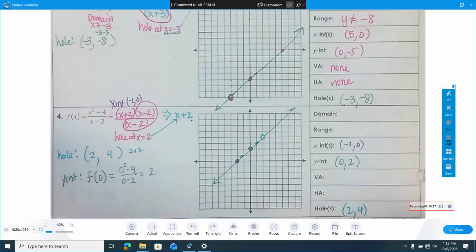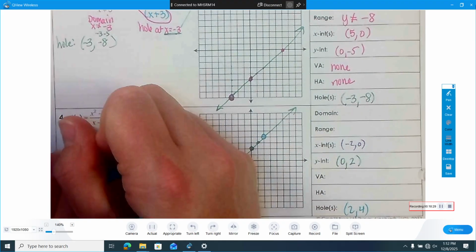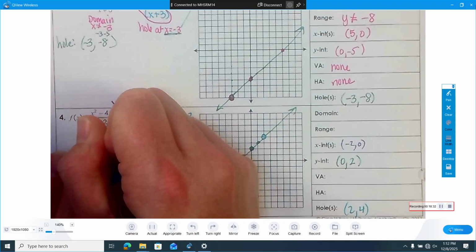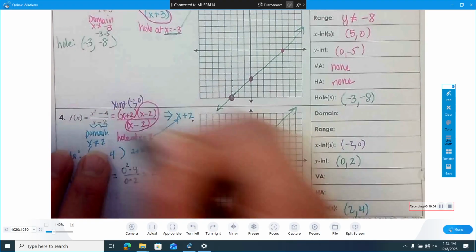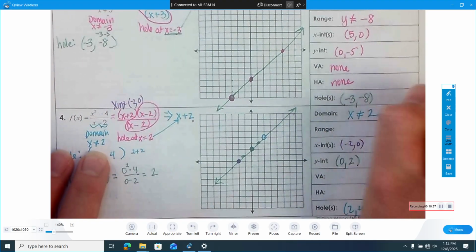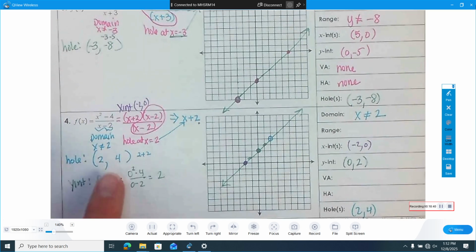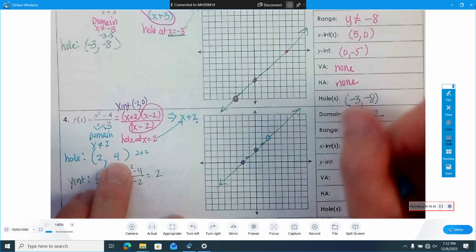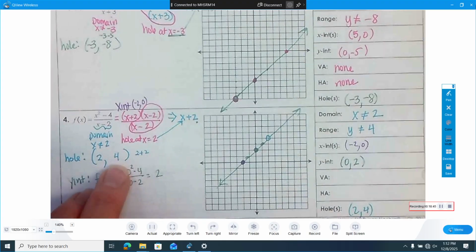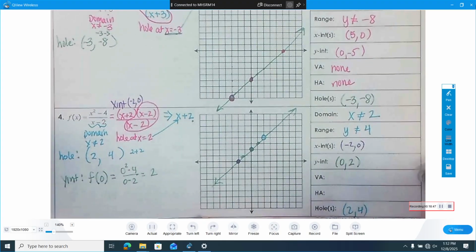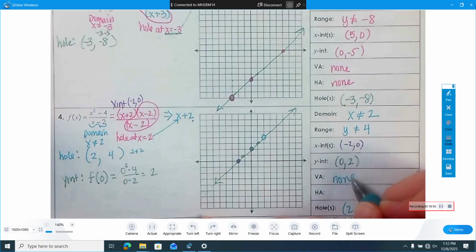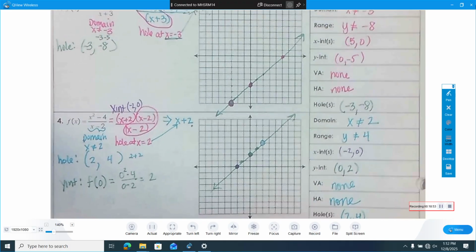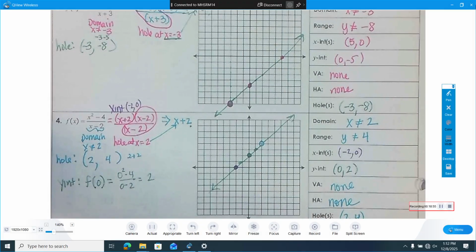What is the domain? Yeah, right here is the domain. It comes from the denominator. X is not allowed to equal 2. And the range? Yeah, we've got a hole, so that says y is not allowed to equal 4. So it's kind of interesting. And again, is there a vertical asymptote? None, yeah. And a horizontal asymptote, there is none in this particular case. All right, let's see. Do we have more? Yeah, let's keep going. Turn the page.